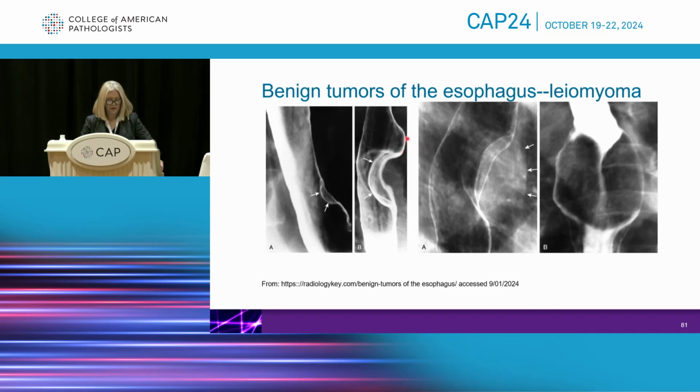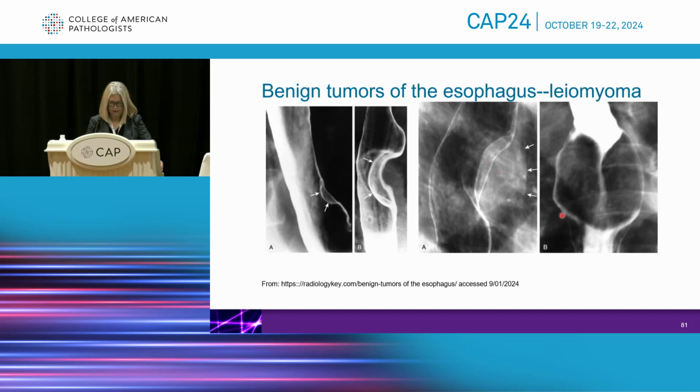So benign tumors, there are many in the esophagus. You can get leiomyomas, which are very common, lipomas, granular cell tumors. I didn't illustrate one, they have a slightly different appearance. But they have a very nice, smooth contour. They protrude into the lumen, usually giving you some kind of obstruction or dysphagia or something like that.